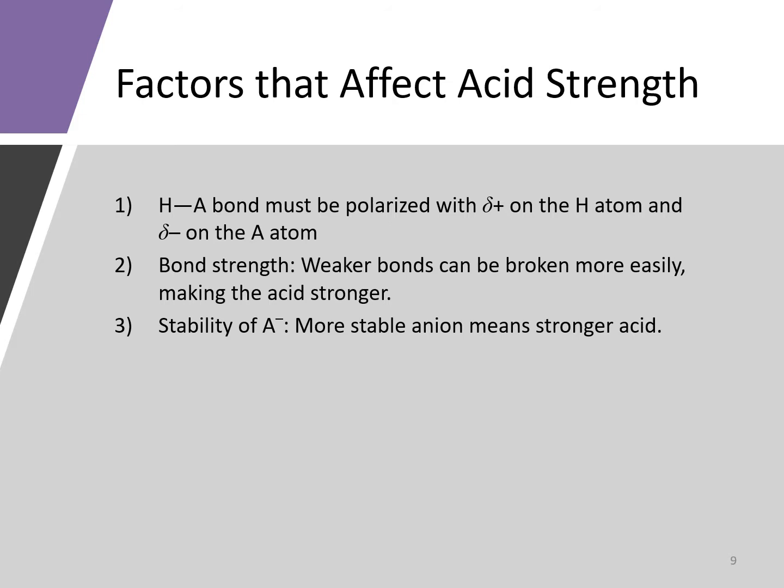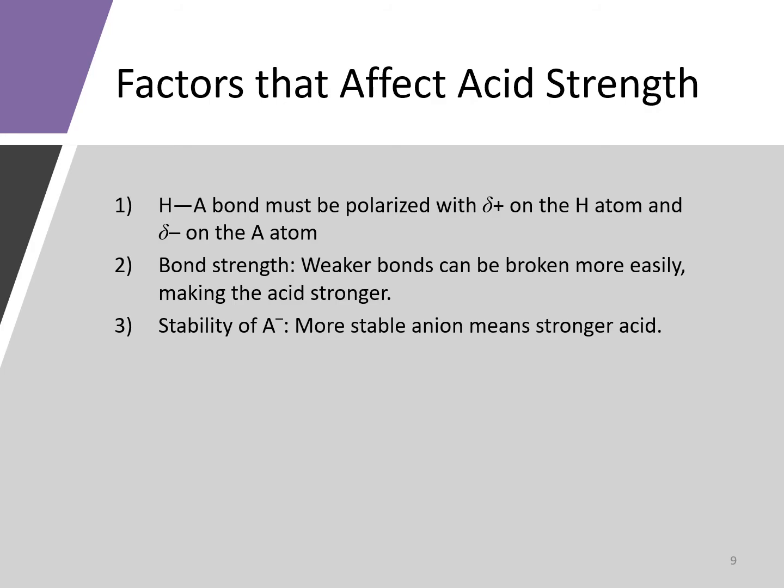How can we predict relatively what the acid strength is, the ability to dissociate? There are some criteria to help us understand what we look for to make that prediction. The bond to the acidic proton, the HA bond, must be polar. Weaker HA bonds can be broken more easily, thus making the acid strength stronger. The more stable the anion, the stronger the acid.